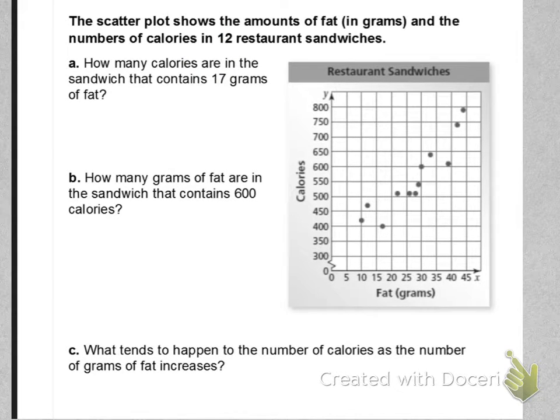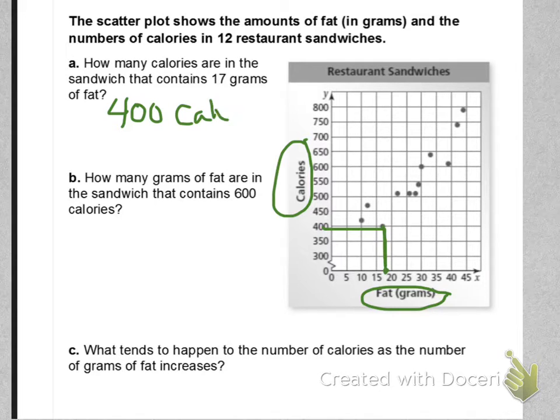Okay, the scatter plot shows the amount of fat in grams and the number of calories in 12 restaurant sandwiches. So my x-axis is the fat in grams, and my y-axis shows me the calories. So how many calories are in the sandwich that contains 17 grams of fat? So fat is my x-axis, so I go over to 17. I go up. Where do I hit that dot? At 400 calories. So A is going to be 400 calories.